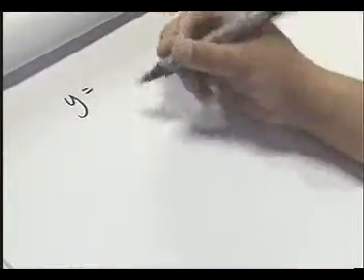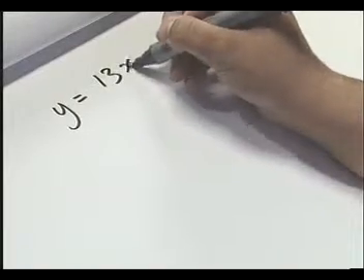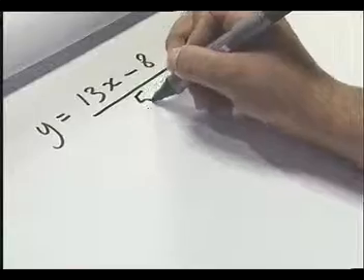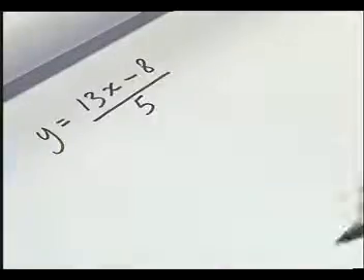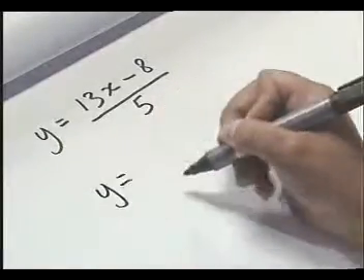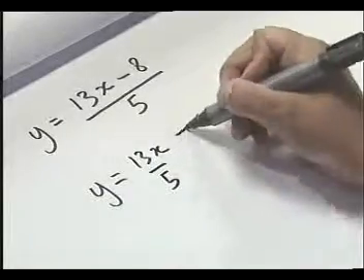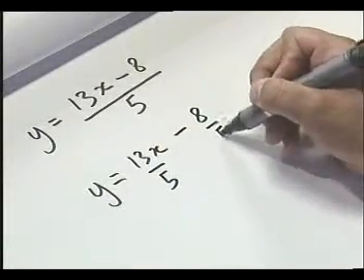What about if we had this example? y equals 13x minus 8 all divided by 5. Now, although y is already the subject of the formula, it's not quite in the required form, and that's because of this divide by 5. But we can just rewrite the right-hand side as y equals 13x divided by 5 minus 8 divided by 5.